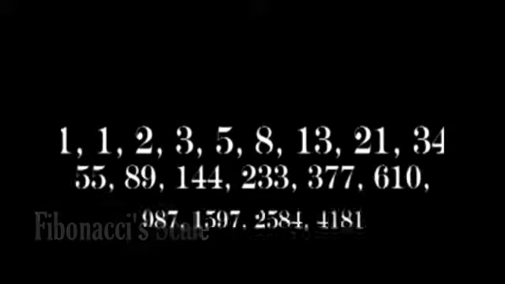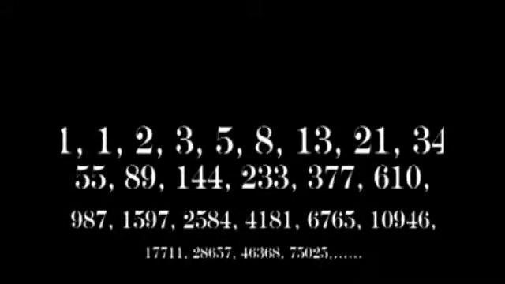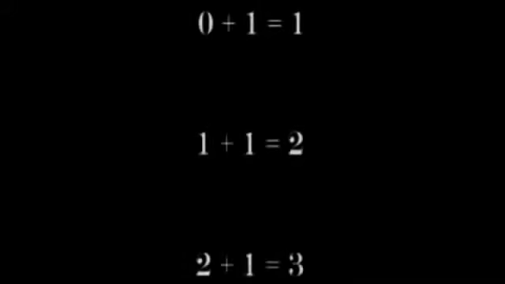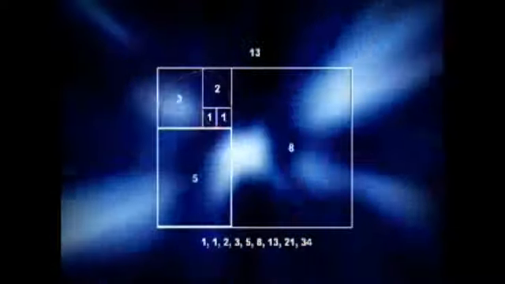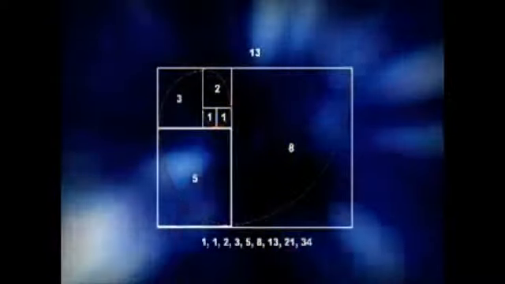The sequence begins with the numbers 1, 1, 2, 3, 5, 8, 13, 21, 34, and continues indefinitely. Each number is obtained by adding the last two digits together. If we were to take a perfect or golden rectangle, break it down into smaller squares based on Fibonacci's sequence, and divide each with an arc, the patterns begin to take shape. We begin to see Fibonacci's spiral.